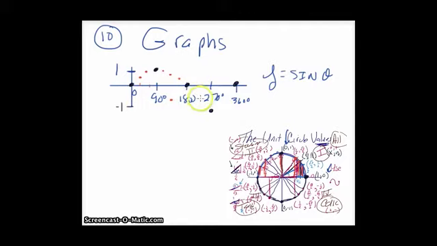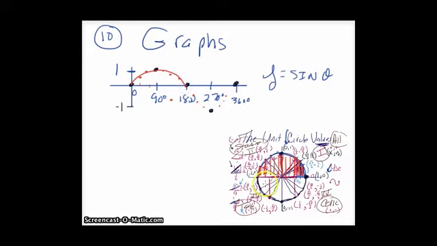You can copy these, you can copy and know what's happening all the way around the unit circle. Here, the y values are getting taller till 90, then they start getting smaller. Okay, so I could fill in this part of my sine curve.